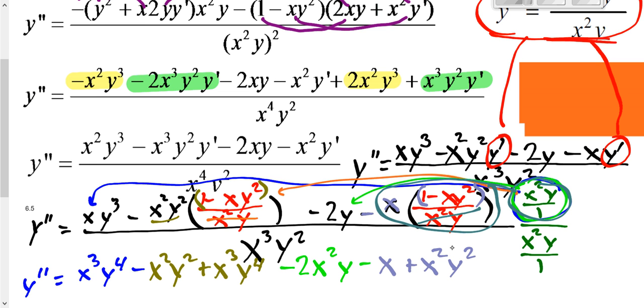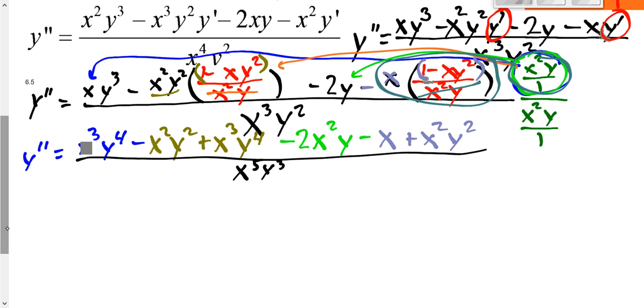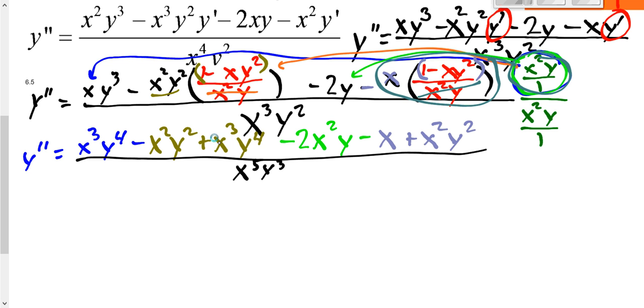Still over the bottom. Now the bottom is what we had here in black, still times what we have over here. So I have an x cubed y squared times an x squared y. So that's an x to the 5th and a y cubed. So I'm going to check to see if I have any like terms. You'll notice I do have some like terms here, and I have like terms here. So I should be able to put those together.